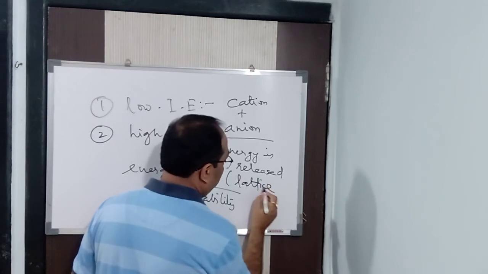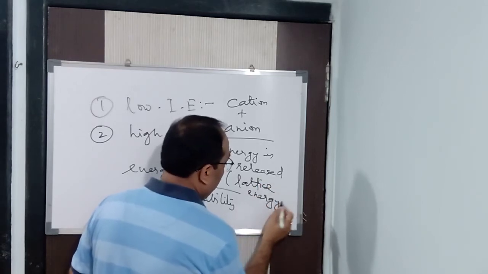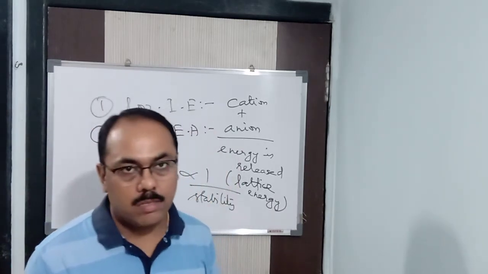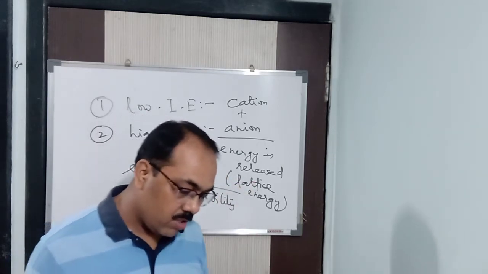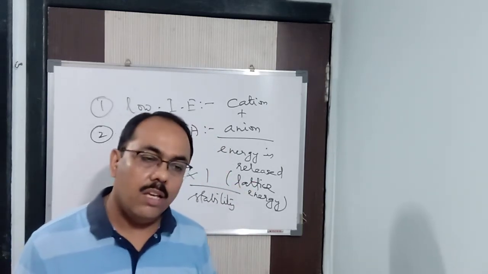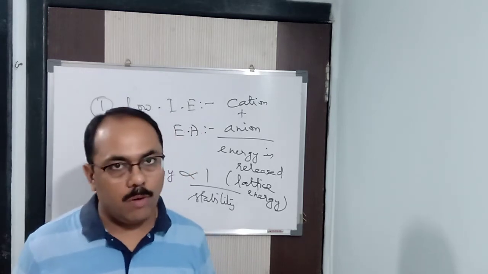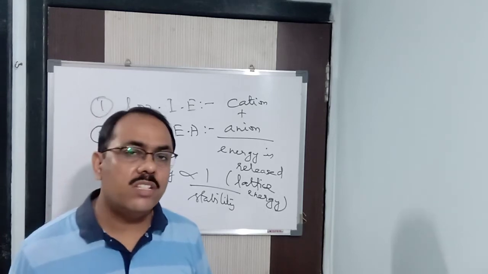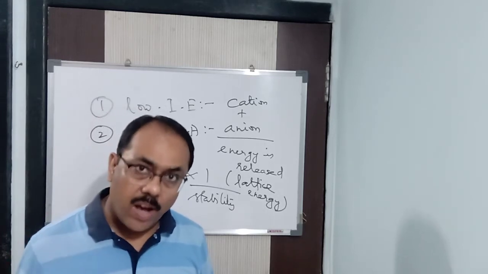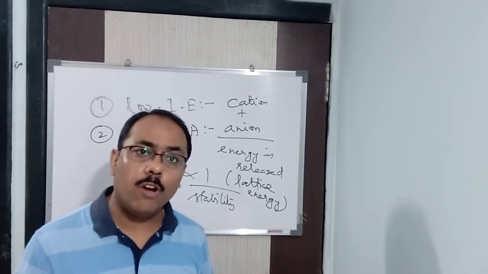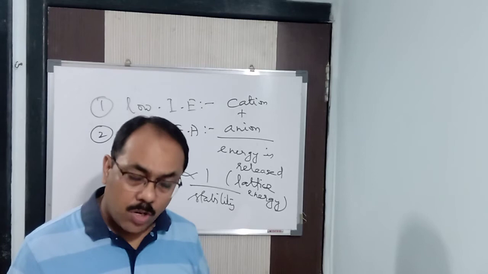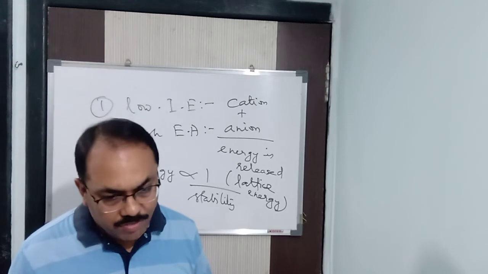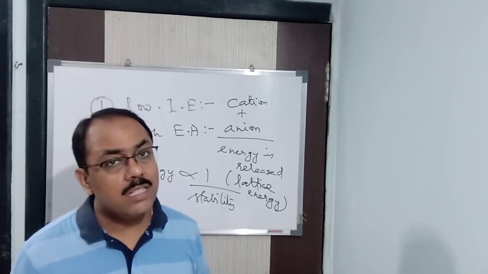Because lattice means what? Definite geometrical structure. And you know, ionic compounds are basically solids and they have got definite geometrical structures. So what is the definition of lattice energy? The energy released when 1 mole of ionic compound is formed from its respective ions. So when positive and negative ions come closer to each other, 1 mole of course, the amount of energy which is released is called lattice energy.